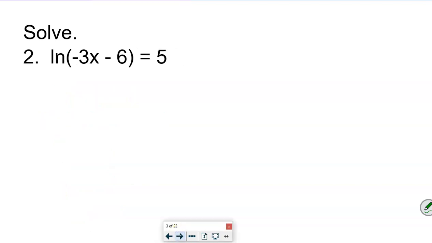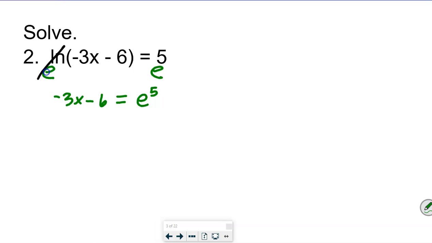All right, this one says solve ln of negative 3x minus 6 equals 5. So on this one, we're going to have to do the inverse of ln, which is e, to get rid of the ln. So we're going to take this to the e power. We're going to take this to the e power. So when we do that, this goes away. So then we're left with just negative 3x minus 6 equals e to the 5th power.